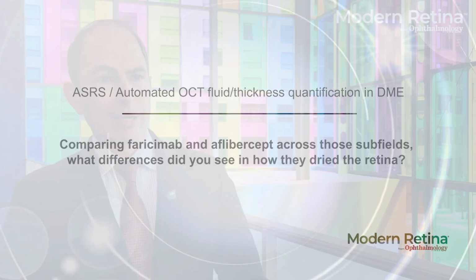So the Faricimab treatment arms had a little bit of an edge on drying the retina, not only in the CST, which we all know, but also in those eccentric subfields as well, mostly in those temporal subfields. And in fact, it was almost every eccentric subfield where Faricimab had an edge except for the nasal subfields.